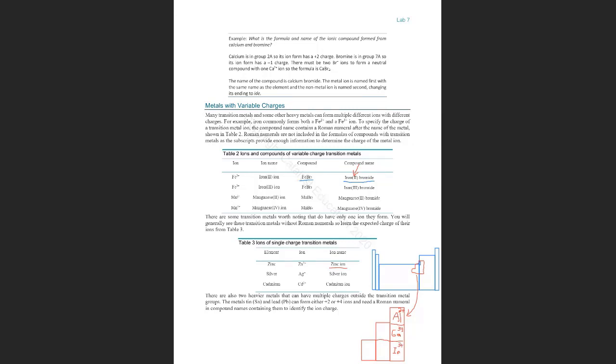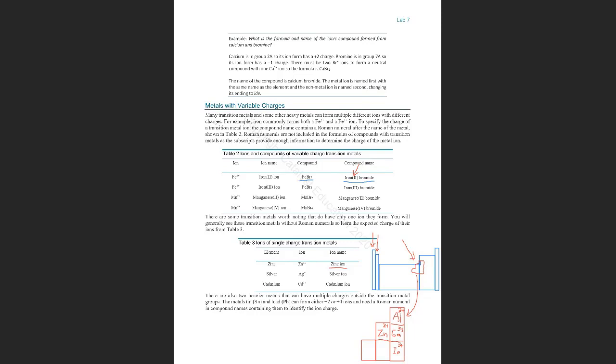Although the truth is, all of the metals that are not in the first 2 columns, here and here, have multiple charges except for this little staircase, which I'm drawing now. You should assume that all metals that are not part of those first 2 columns or in the staircase can have multiple charges. So zinc is always going to be a +2.